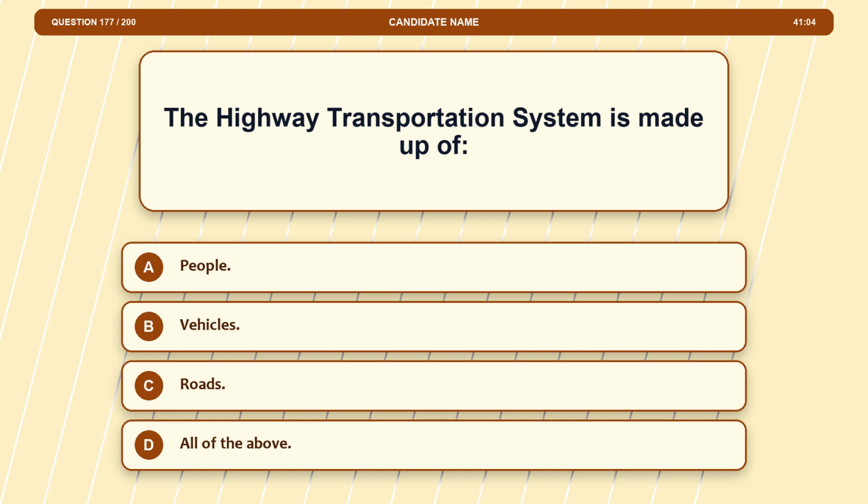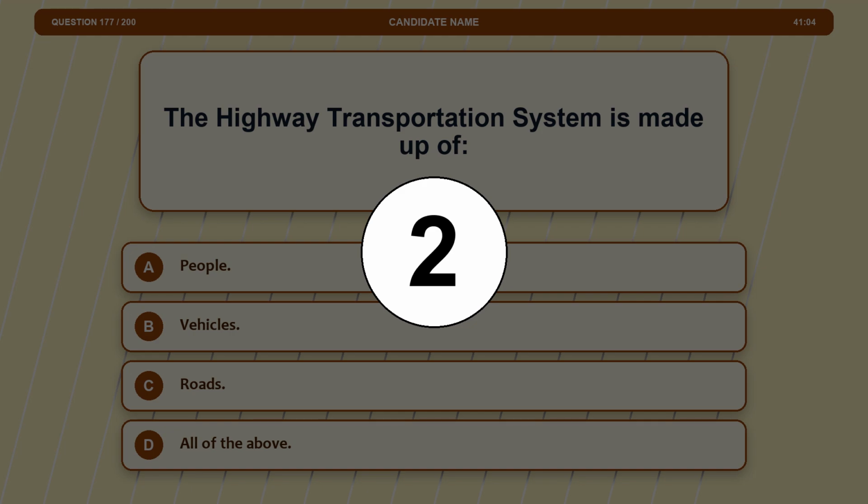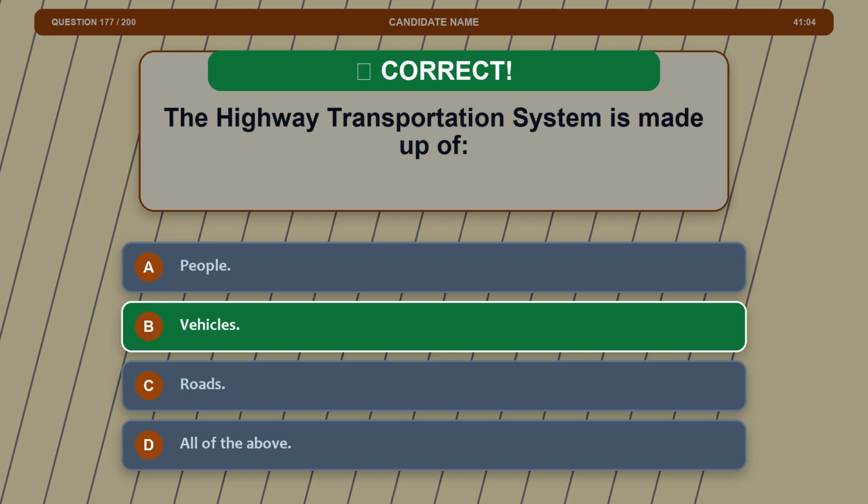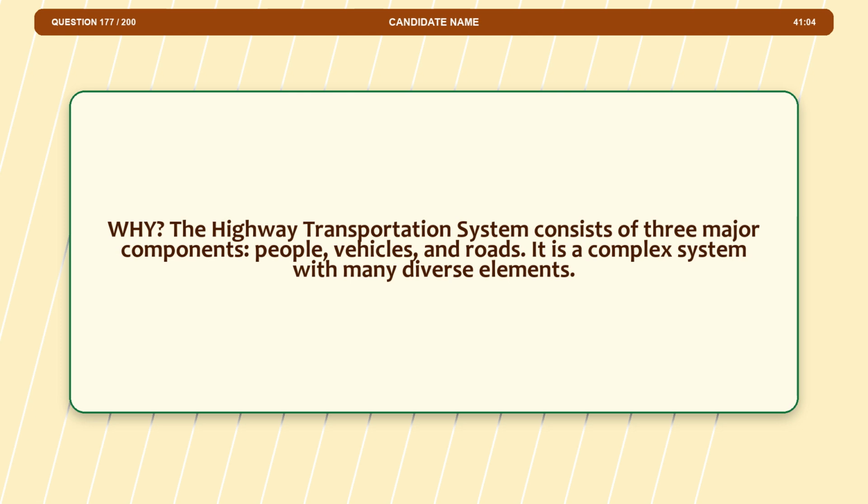Question 177. The highway transportation system is made up of Option A, people. Option B, vehicles. Option C, roads. Option D, all of the above. The correct answer is option B, vehicles. Explanation. The highway transportation system consists of three major components of people, vehicles, and roads. It is a complex system with many diverse elements.